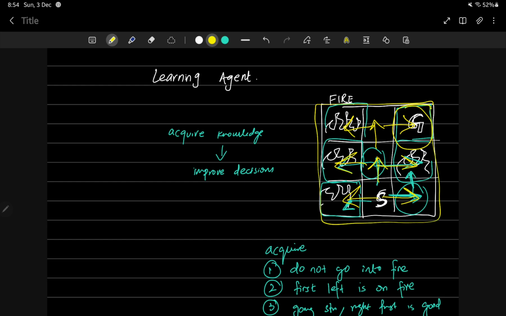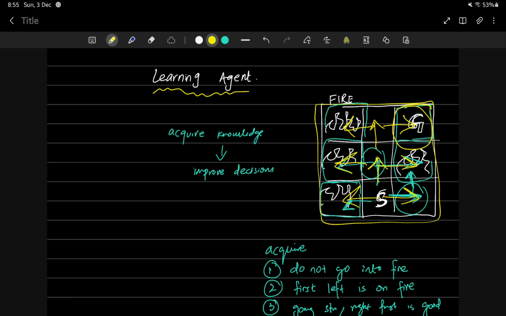But it learned these things, right? And when we started, it didn't know anything about this world. It didn't know what fire is, is it bad, is it good, how do I reach this goal state, and what is the best way to reach there. But it learned it. So that is a learning agent right there, if it is able to learn about things. And I think humans are learning agents as well, if you really think about this, right?